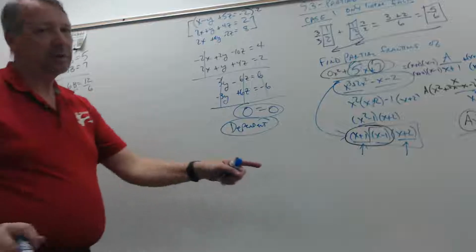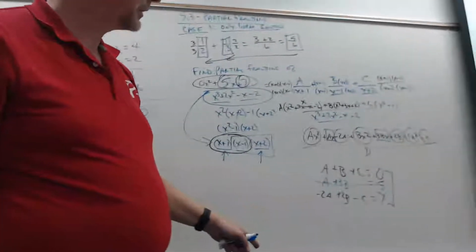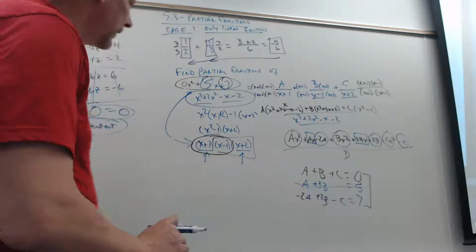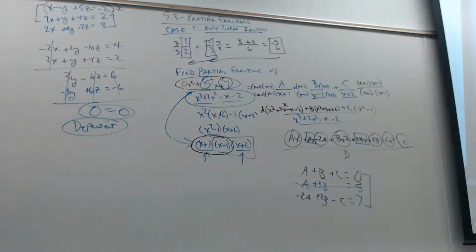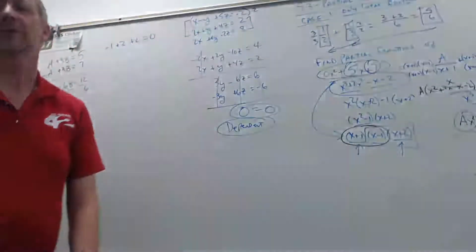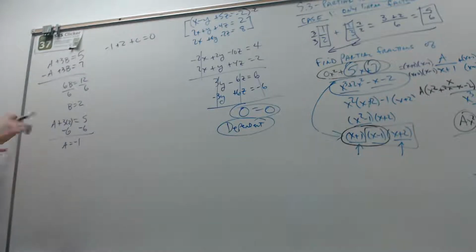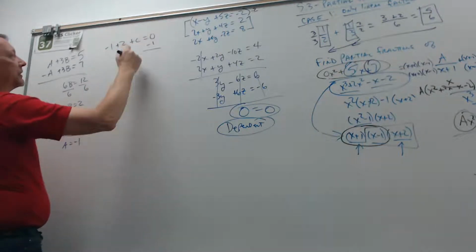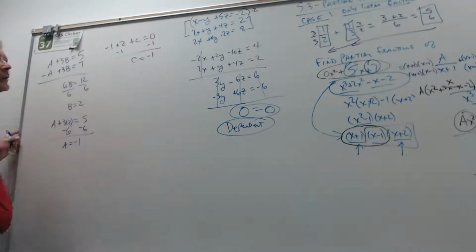Now what? I need to plug it in back here. Which one's the best one? Probably the top one's fine. So A is negative 1 plus B is 2 plus C equals 0. Sorry, this takes up so much room, it's hard to keep the camera up. So negative 1 plus 2, positive 1, we're going to subtract 1, C equals negative 1.